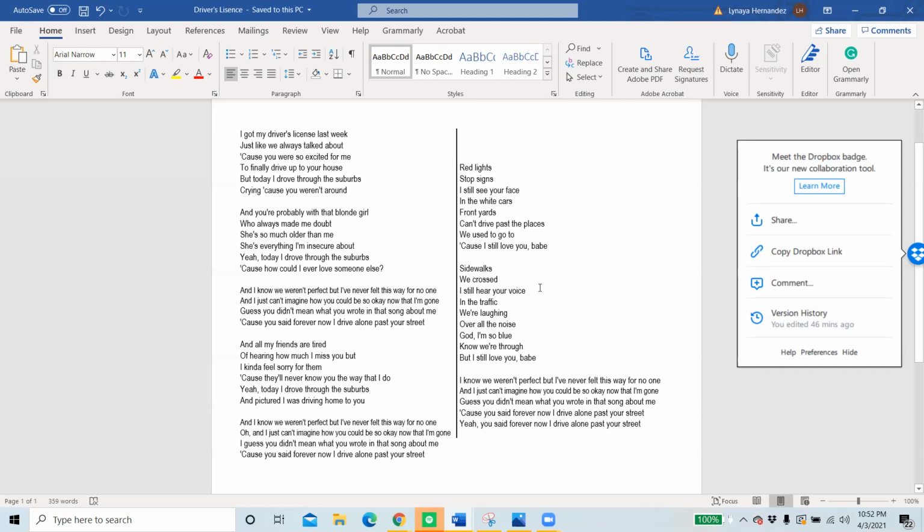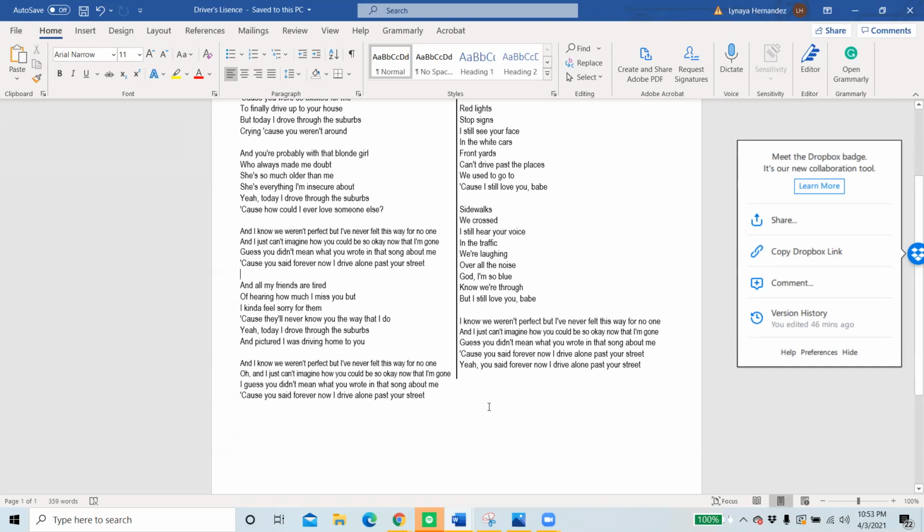I still hear your voice in the traffic. We're laughing. They used to have happy times together over all the noise. I'm so blue. We're through, but I still love you. Ooh, that sucks. So we are repeating the chorus again.